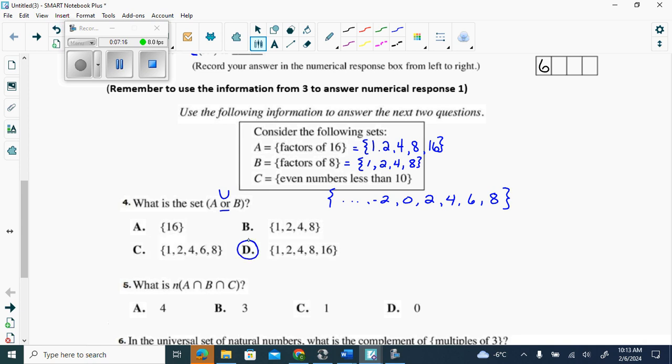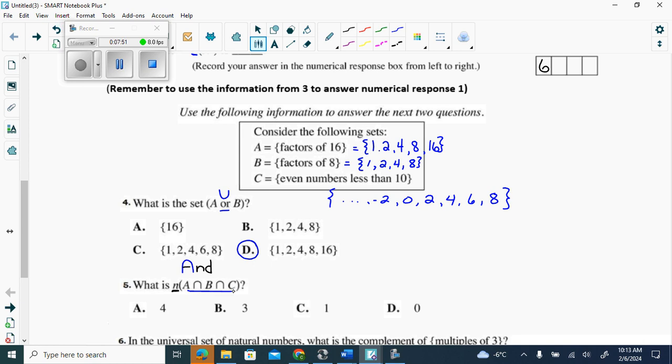Now this one wants the number of elements in A and B and C. These are ands because I can write the word and out of them. So it has to be in A and B and C. What numbers are in A and B and C? What do you get? 1, 2, 4, 8, 16. Oh, and it has to be in A and B and C, so which numbers are in all 3 of them?